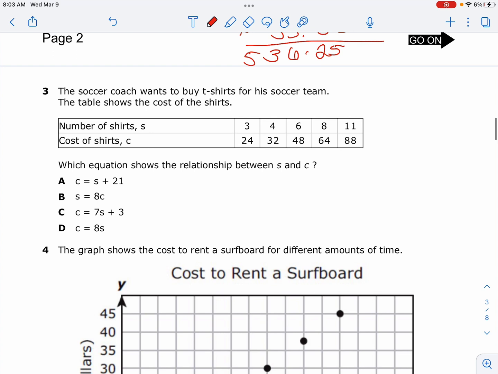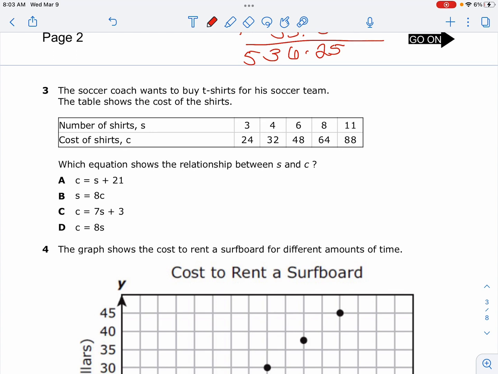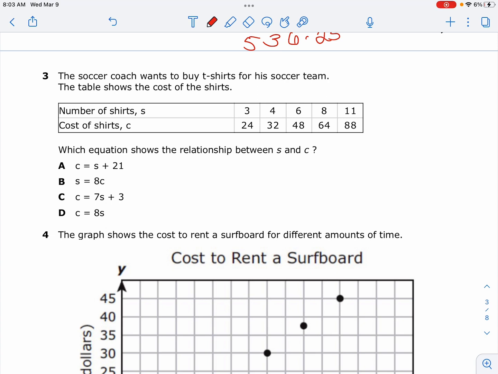Alright, number 3. The soccer coach wants to buy t-shirts for his soccer team. The table shows the cost of the shirts. Which equation shows the relationship between S and C? Okay, so here we go. We have the number of shirts, S, which is representing what would go on our X-axis. The cost of shirts, C, which would go on our Y-axis.